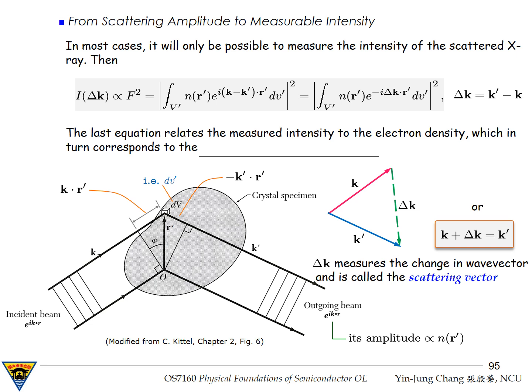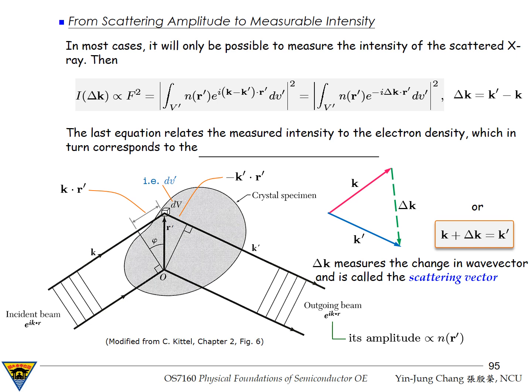Up to this point, we have derived the scattering amplitude. Now we ask an important experimental question. What do we actually measure in an X-ray diffraction experiment? In most cases, we do not directly measure the electric field itself, and we usually do not measure the complex scattering amplitude F directly. What we measure is the intensity of the scattered X-ray. Therefore, the observable quantity is the intensity that is proportional to the square of the magnitude of the scattering amplitude, as shown in this expression.